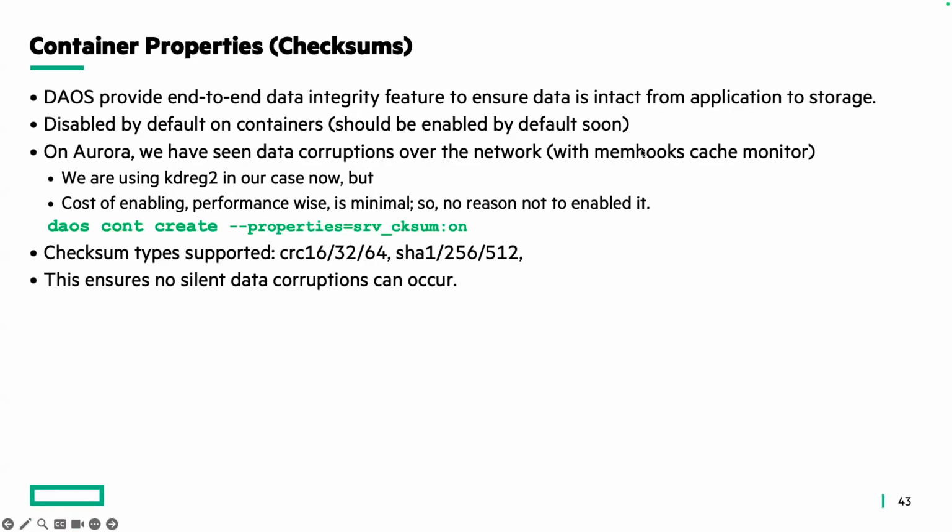It usually happens with memhooks, cache monitor. That's just some details. Using KDRAC2, we don't see it much, but it could happen. And the cost of enabling end-to-end checksums is very minimal, so it is always advisable to add this checksum property on. There are different checksum types supported, CRC, SHA, and I think a lot of the tests were done with CRC32. So that's the checksum type that you can use.